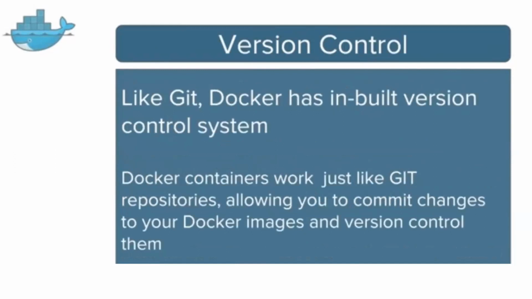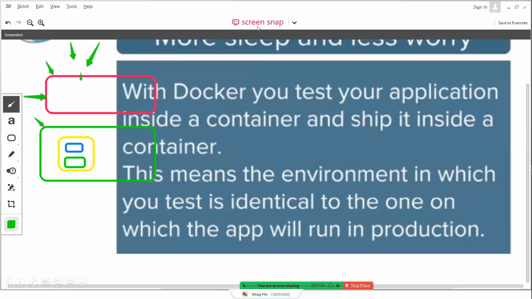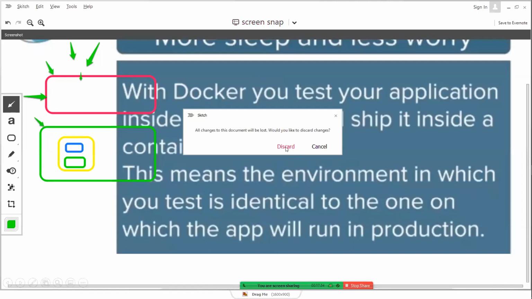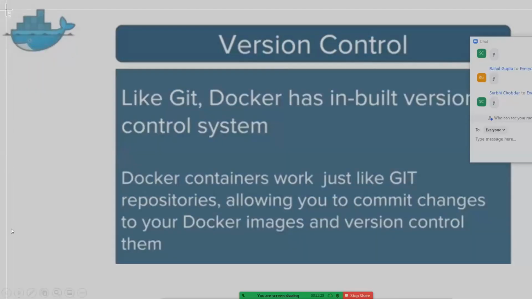Okay, like Git, Docker has a built-in version control system. So Docker itself provides the built-in version system. We will also have a look at version control in a bit. Docker containers work just like Git repositories, allowing you to commit changes to your Docker images and version control them. In other words, what we're trying to convey is slightly deeper. I'll try to give you a slightly high level picture, and once we do a little bit of labs, you'll get a much better picture.